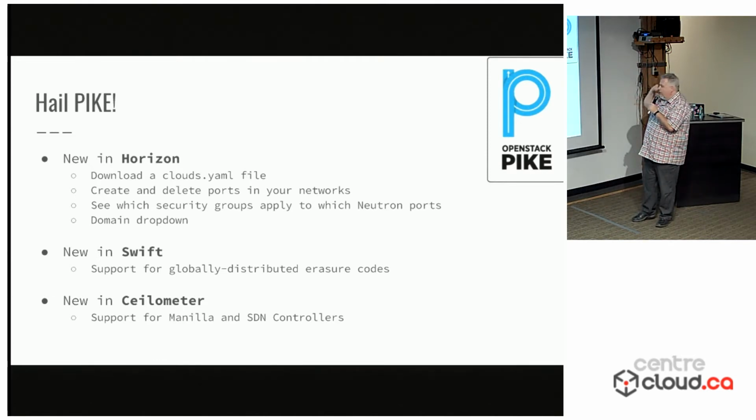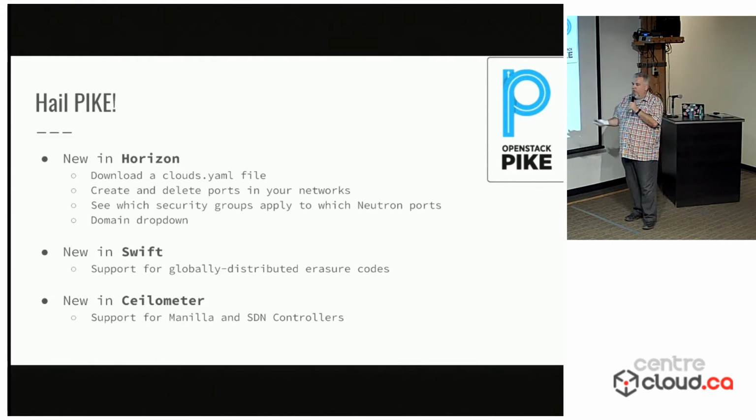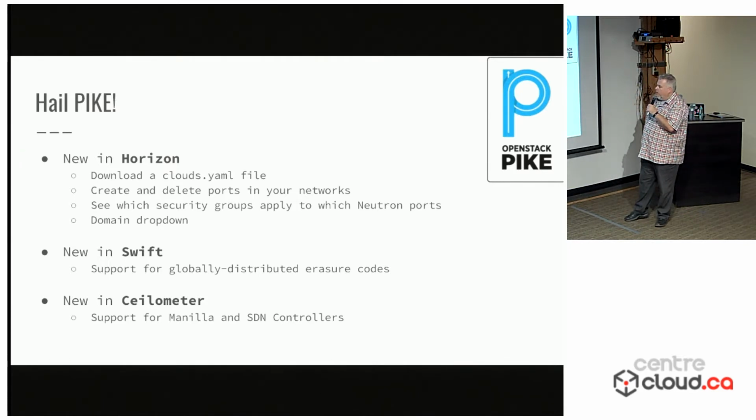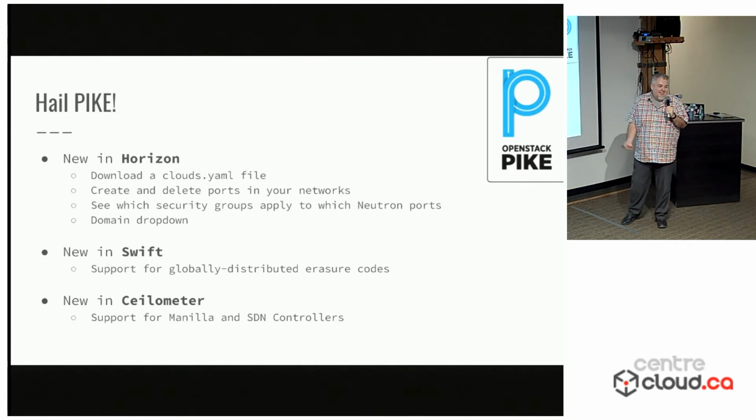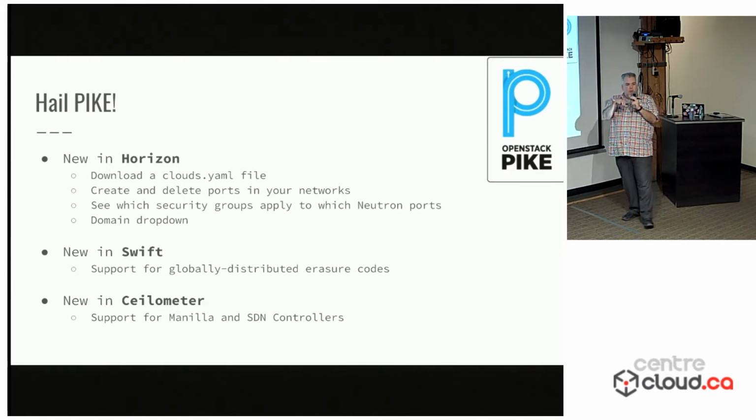In the UI, you can create and delete ports in your network. Of course, you could do that before, but now you can do it in the UI. Also, security groups apply to Neutron ports, and a domain dropdown, which I'm still looking for. I don't know where it is. I was hoping it was like, oh, I have multi-domain for my authentication. I go in, instead of typing mydomain.com, I just go, hey, everything has been registered, so just use one. Doesn't look like it's exactly that. So anyway, I'll keep on looking. If I find it, I'll post it on our Slack channel.